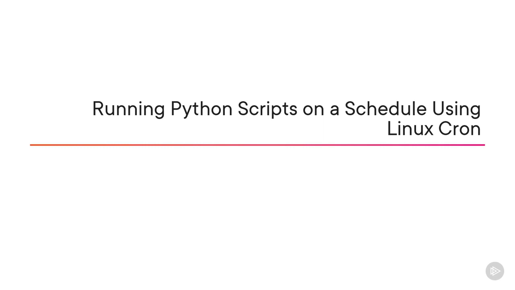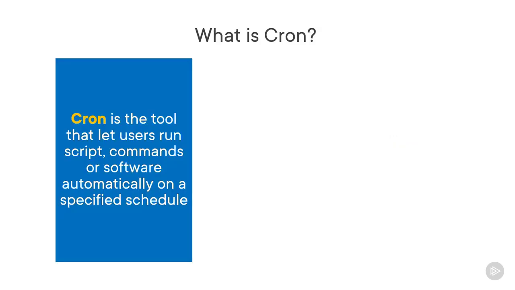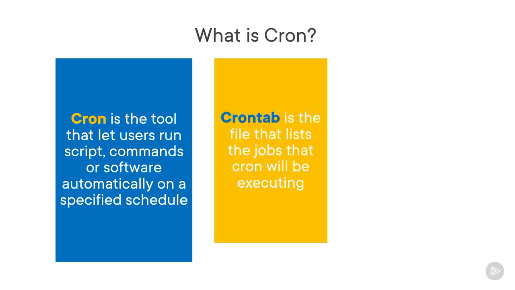Now let's explore another important aspect of administering your Linux servers with Python, and that's being able to run Python scripts on a schedule using Linux cron. What is cron? Cron is a tool built into the Linux operating system, and it lets users run scripts, commands, or software automatically on a specified schedule. There's something in cron called crontab, and this is a file that lists the jobs that cron will be executing.